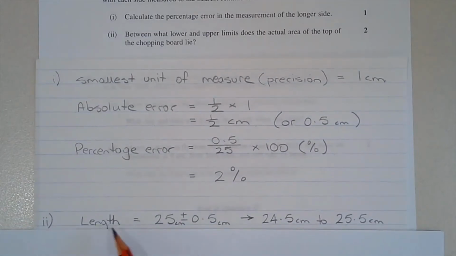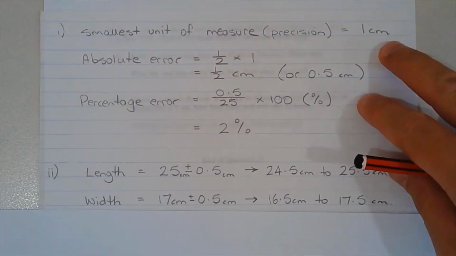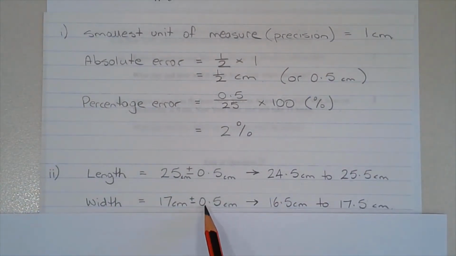So the advertised length is 25 centimeters, but the absolute error is 0.5 centimeters. So what this means is that the actual length, or the length in reality, varies between 24.5 centimeters right up to 25.5 centimeters. Now for the same reason, the width also varies based on the absolute error. So if the advertised width is 17 centimeters, the absolute error is 0.5 centimeters. So that means that the width in reality could be from 16.5 centimeters right through to 17.5 centimeters.